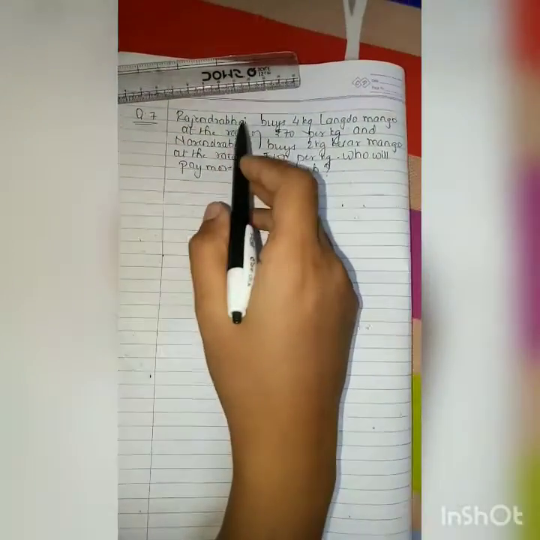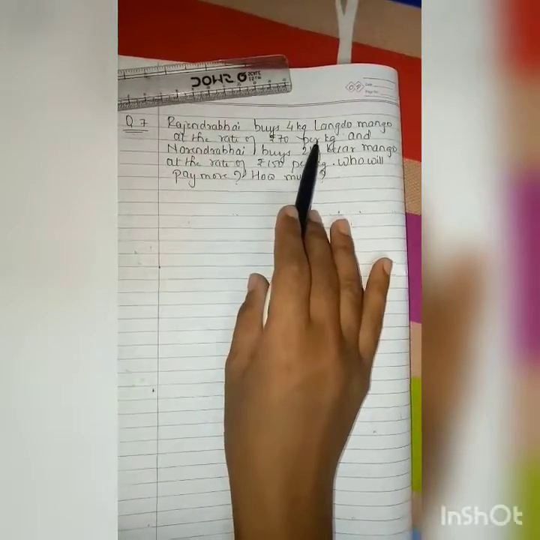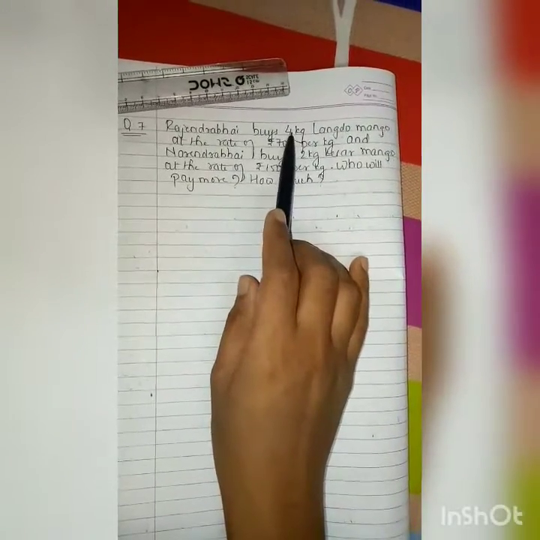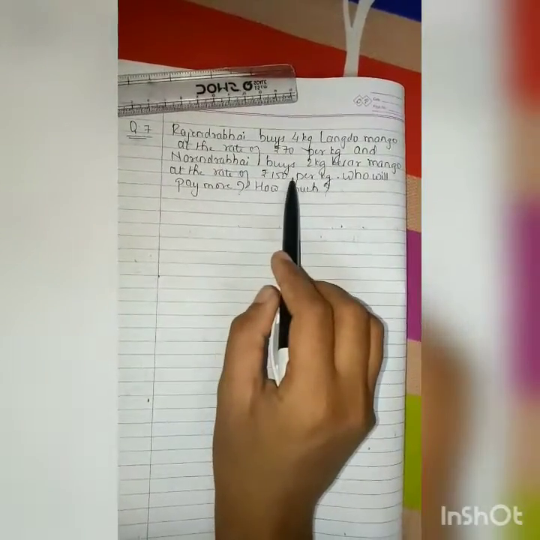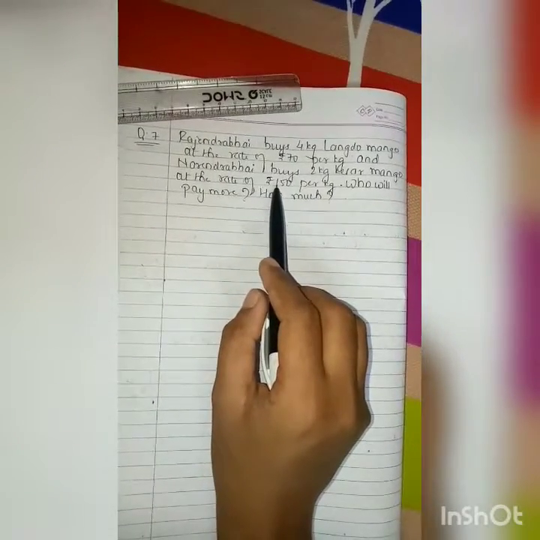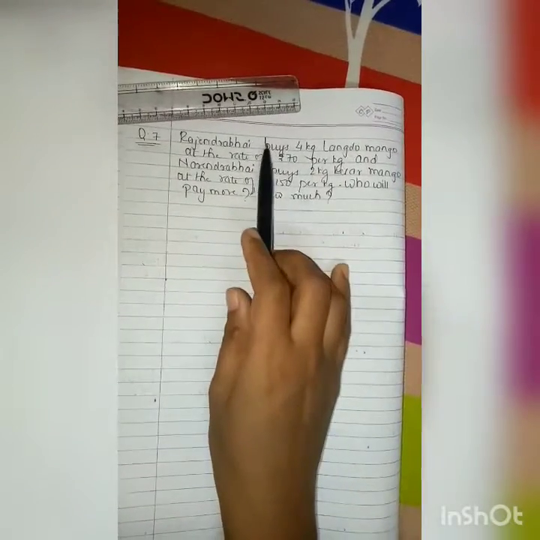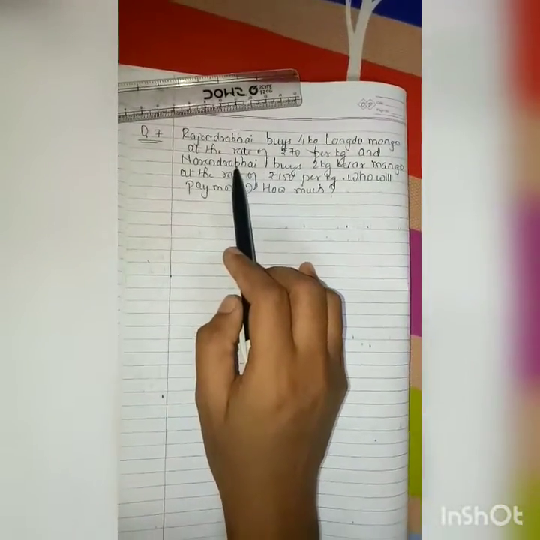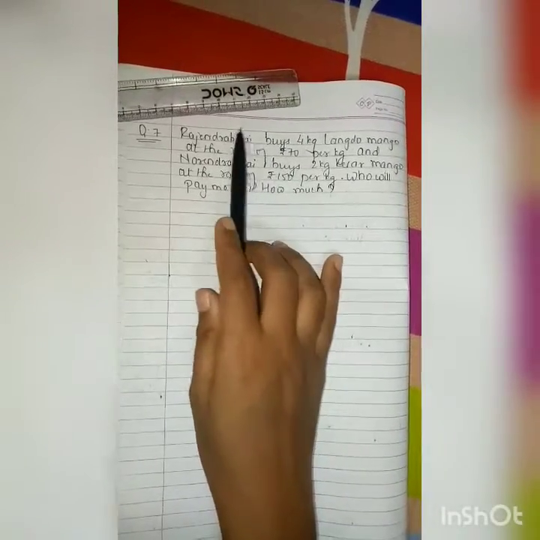Now 7th sum. Rajendra buys 4 kg Langdo mangoes at the rate of 70 per kg. So for 1 kg the Langdo mangoes were 70 rupees. We have to find out for 4 kg. And Narendra Bhai buys 2 kg Kesar mangoes at the rate of 150 per kg. Now he is buying 2 kg Kesar mango and 1 kg of Kesar mango is equal to 150 rupees. So who will pay more? We will first find out for Rajendra Bhai and then for Narendra Bhai, because we have to find out who is going to pay more.